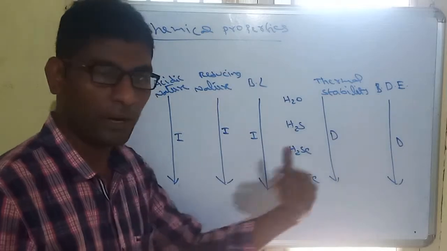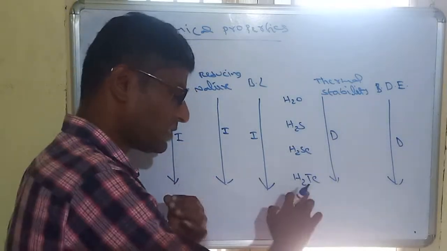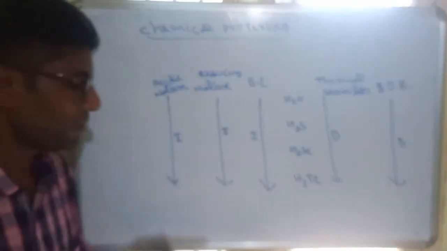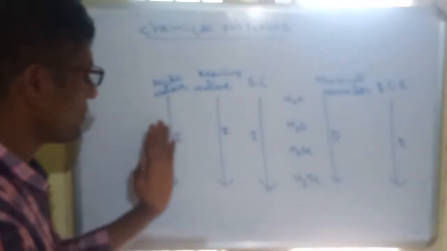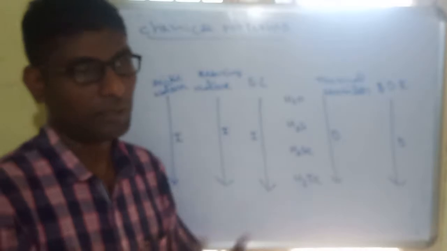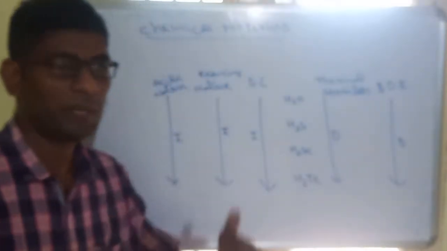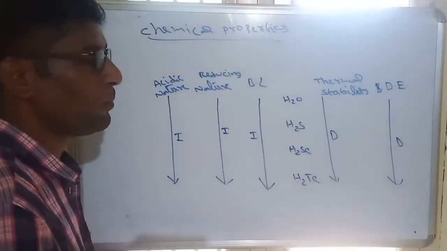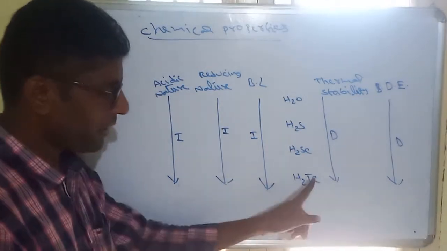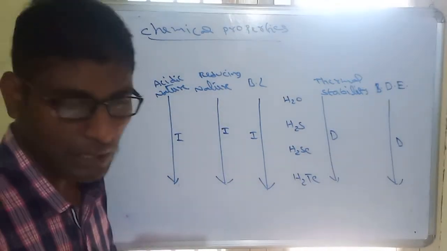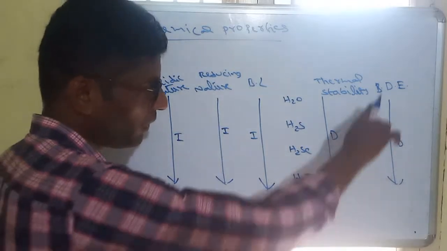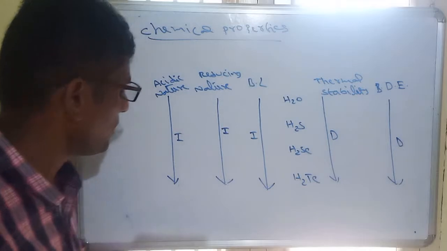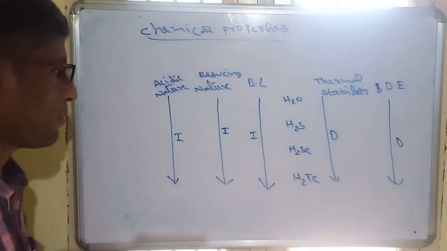Since the bond energy decreases top to bottom, it is easier to break hydrogens. So releasing H plus will be easier. Hence acidic nature will be higher according to the Arrhenius concept: any H plus donors are acids. That's why acidic nature increases top to bottom. The strongest acid will be H2Te due to its weak bond. Bond dissociation energy decreases top to bottom, so that's why acidic nature increases.